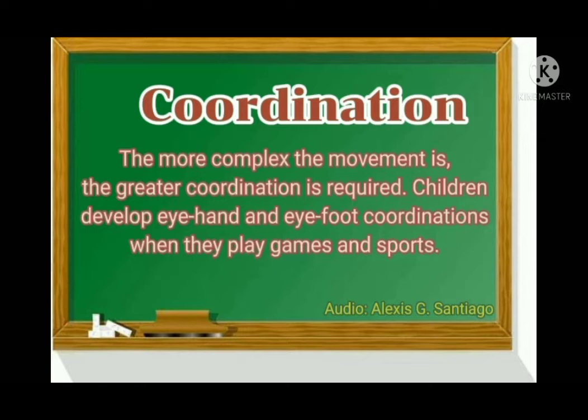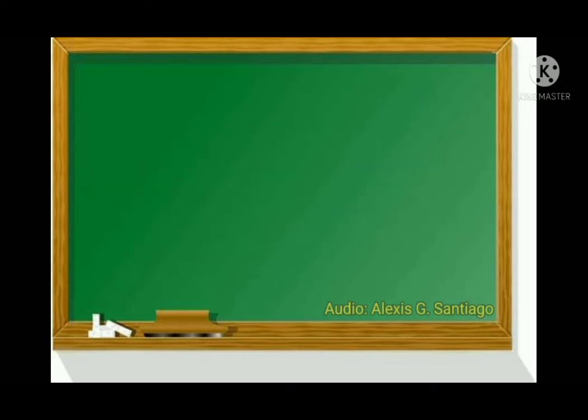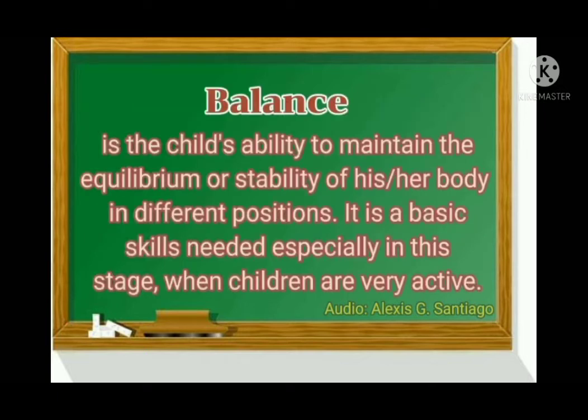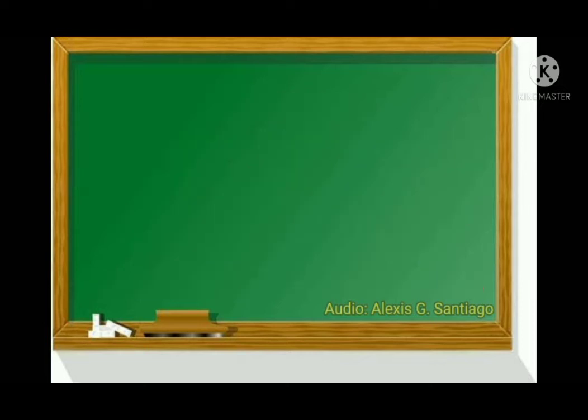Children develop eye-hand and eye-foot coordination when they play games and sports. Balance. Balance is the child's ability to maintain the equilibrium or stability of his or her body in different positions. It is a basic skill needed especially in this stage, when children are very active.